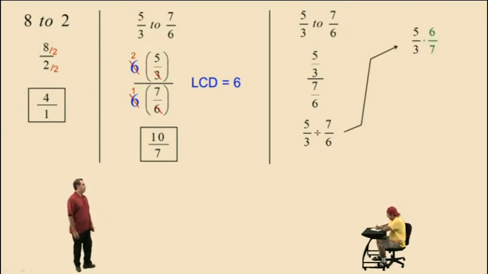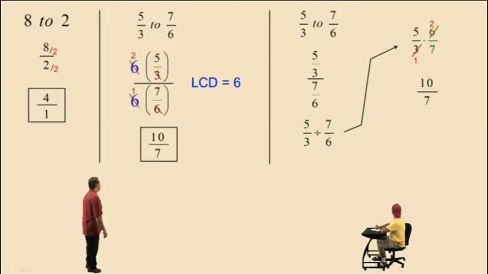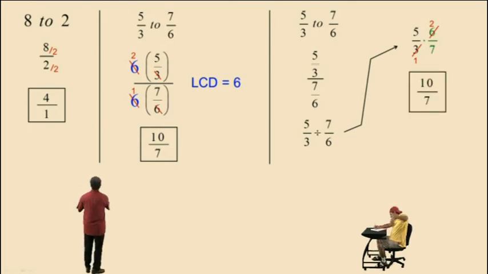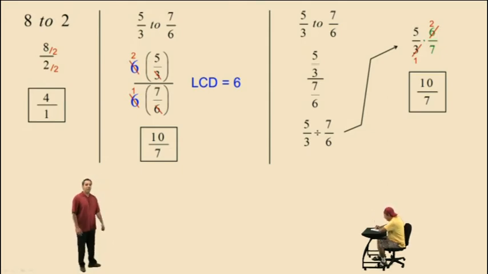Multiply by 6/7. And now the 6 and 3 have a common factor of 2, so we can cross-cancel because we're multiplying. 6 over 3 becomes 2 over 1, and we multiply our fractions straight across the top and straight across the bottom, and we get 10 over 7, which is the ratio of 10 to 7. Same answer that we got when we cleared the fractions.